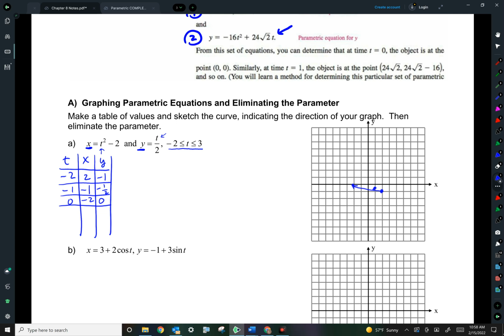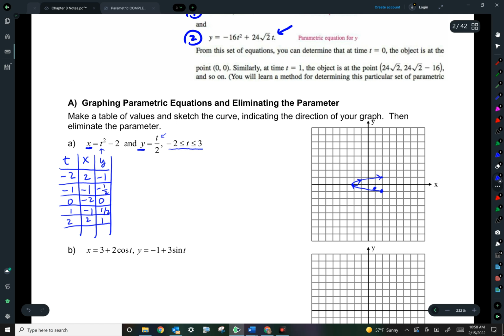And then I'll go to t equals 1, which will give me the point -1, 1/2. So then I go back here, I make this turn and I start heading back this direction. And then t equals 2 would give me the point 2, 1. And so from there, I progress to this point.